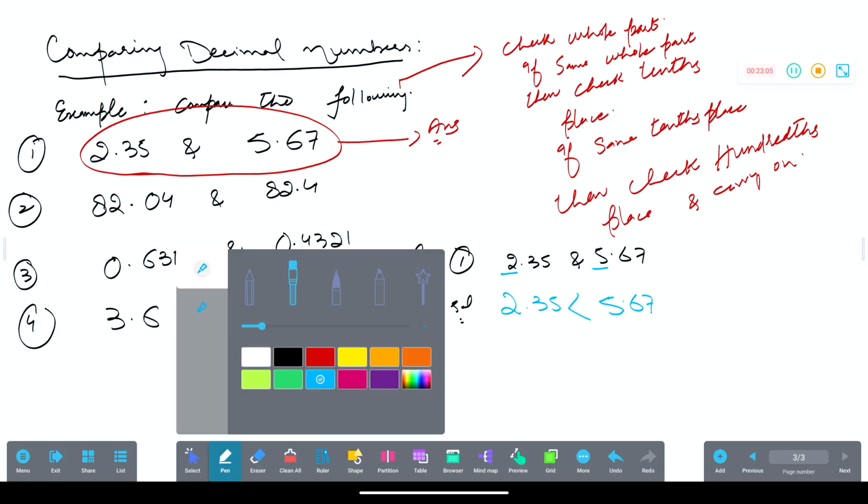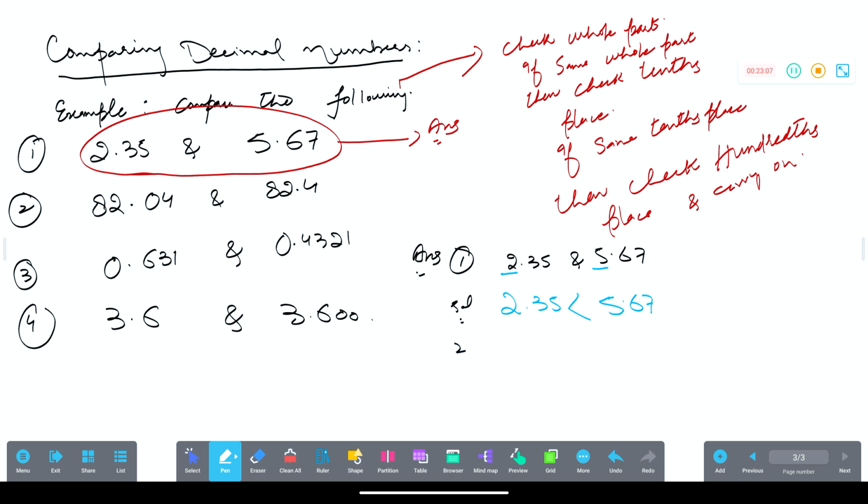Second, we are coming to the second example here. It is 82.04. I have an important thing to discuss later on. And 82.4. Now I am focusing on the answer, the solution of this question. Now you can have a look.